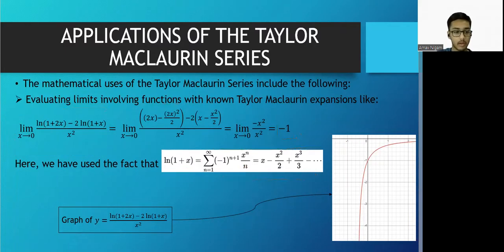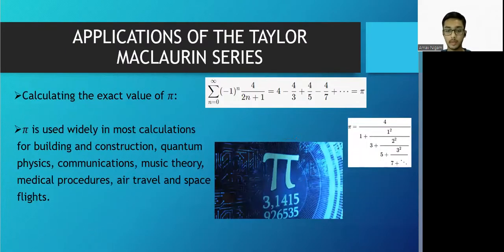So, moving on, the mathematical uses further can be used to calculate the exact value of pi, and the value of pi is given by the following generating function of the Taylor series. This can also be referred to as the continued fraction of this form. As we all know, pi is widely used in most calculations for building and constructions, in quantum physics, communications, music theory, medical procedures, air travel, and space flights.